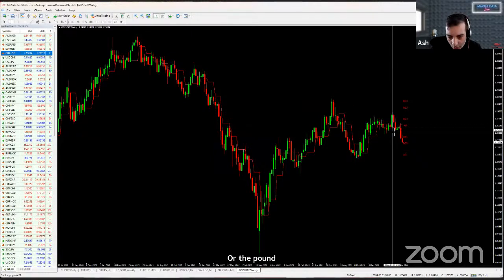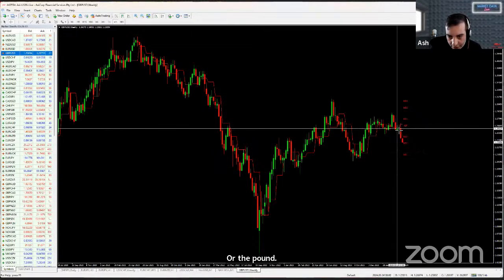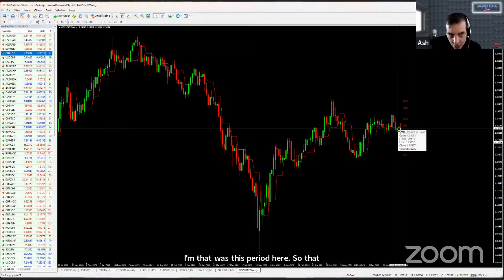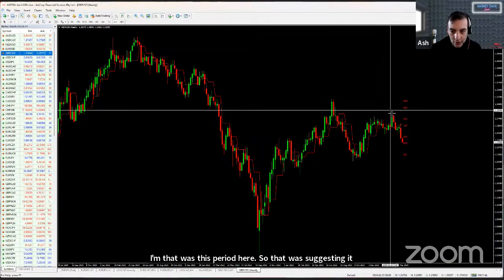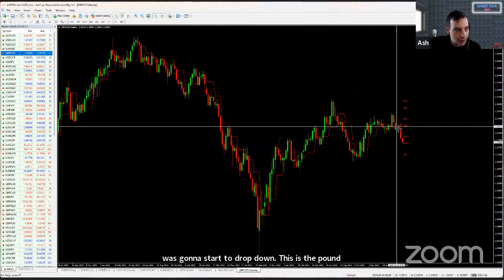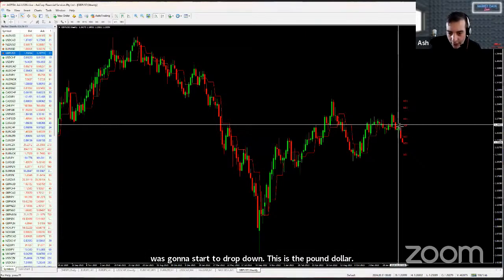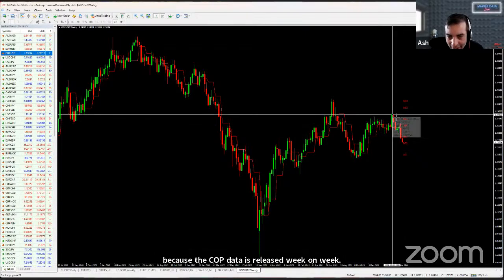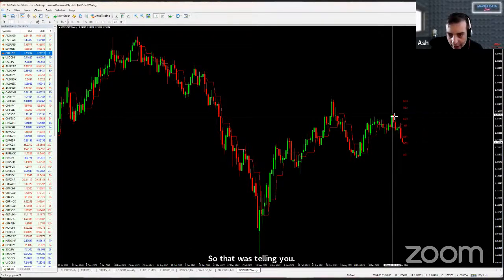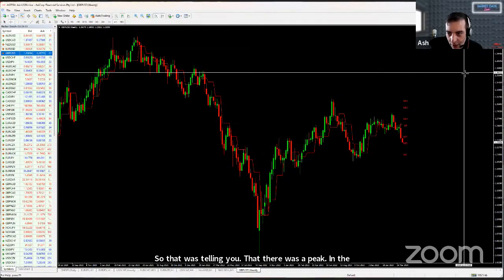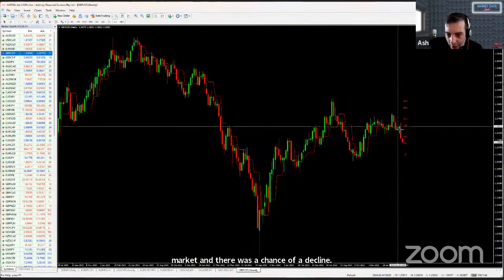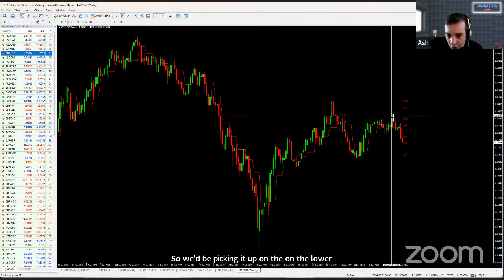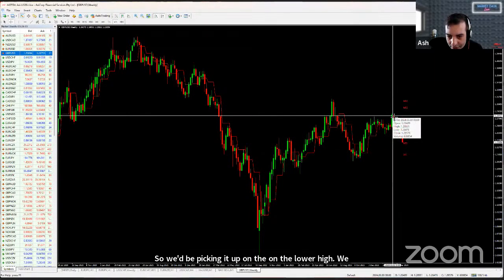And that was this period here. So that was suggesting it was going to start to drop down. This is the pound dollar, but week on week. So I'm looking at weekly charts because the COT data is released week on week. So that was telling you that there was a peak in the market and there was a chance of a decline. So we'd be picking it up on the lower high. We wouldn't be trying to pick it up here necessarily.